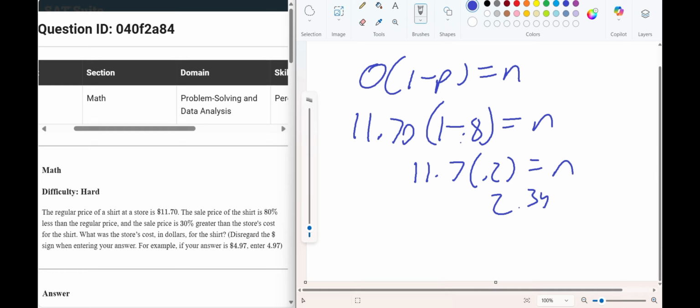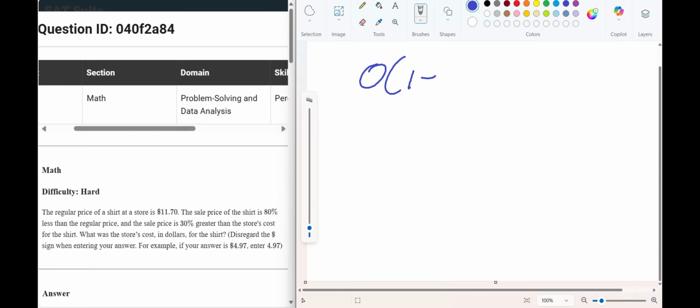And now that we have that new value, which is the sale price, we have to do the next part of this equation. So if we know the sale price is $2.34, let's just write that somewhere. Sale price equals $2.34. Okay, they say the sales price is 30% greater than the store's cost. So if we break down what that means, the sales price is going to be what we set equal to 2.34.